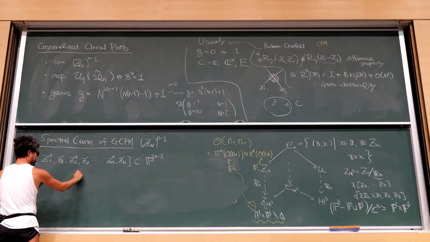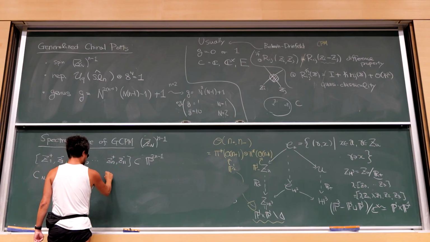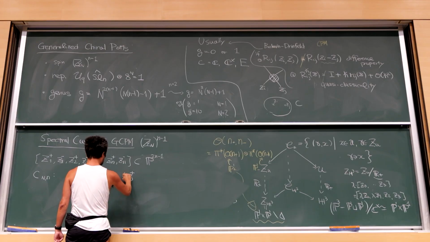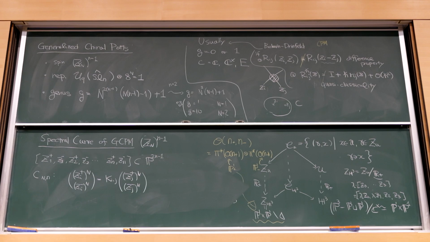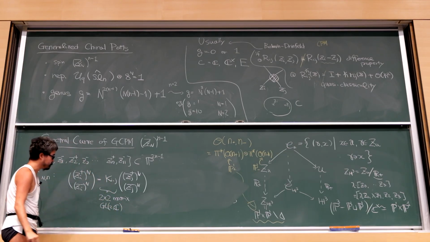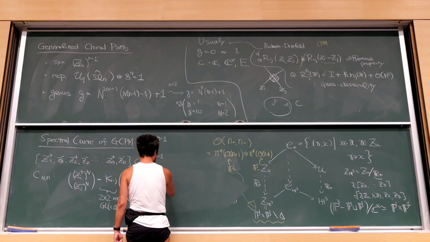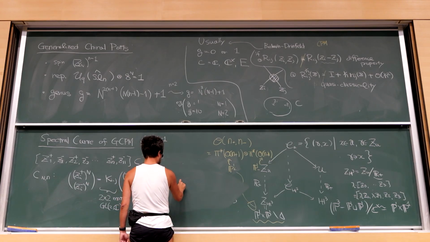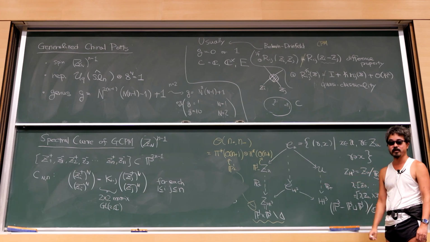This is defined by a set of relations: z_i plus to the N, z_i minus to the N equals K_ij times z_j plus to the N, z_j minus to the N, where K is a 2 by 2 matrix, an element of GL_2(C), for each i and j. So it's defined by a set of equations. Of course, we need a consistency between these conditions.